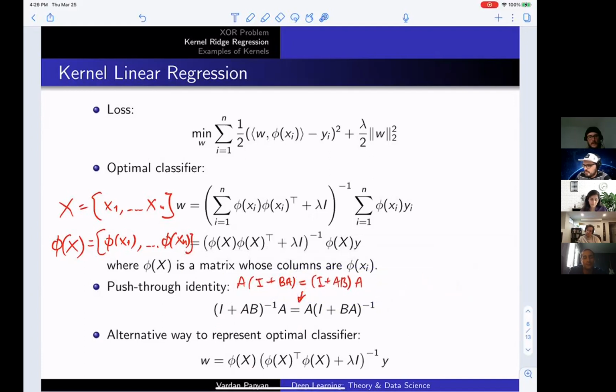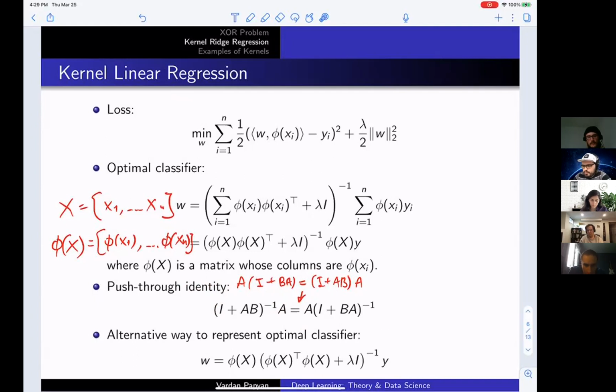So let's say we multiply by (I + AB) inverse on the left, then this would be canceled, right? And here you would get (I + AB) inverse. So this is this, and here it's canceled. Do you see that? Okay. Very nice, very simple.